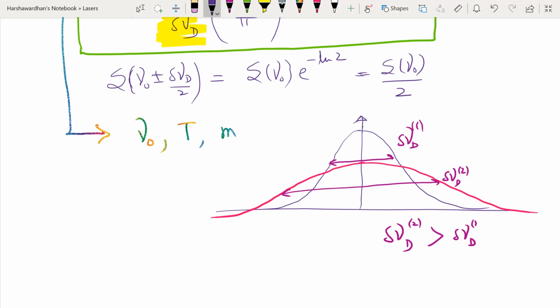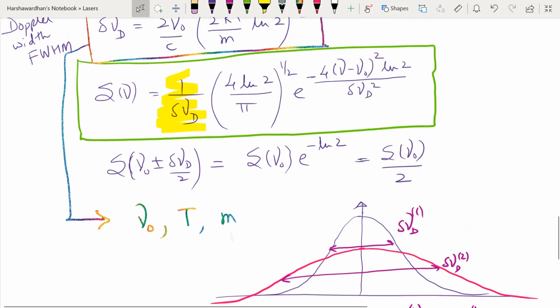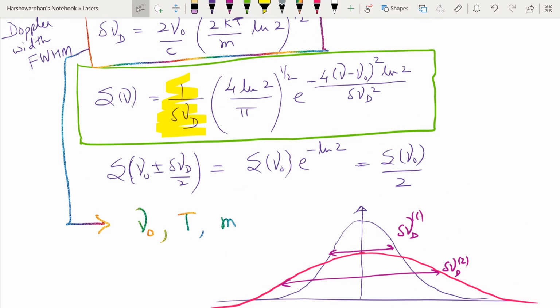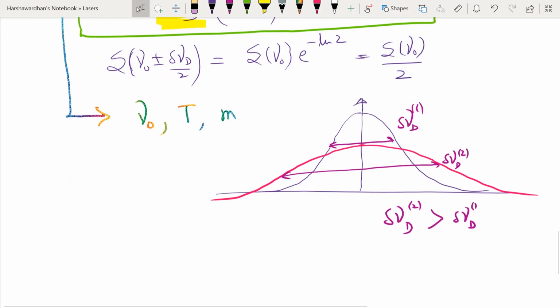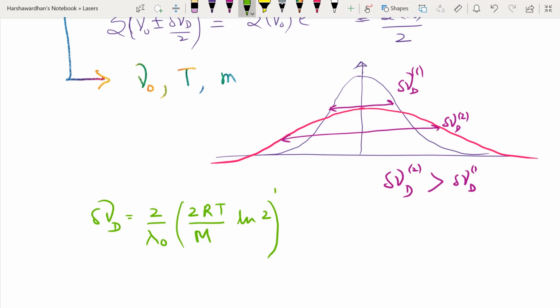So one can now, just like we had done in terms of atomic parameters, rather than having the absolute mass of the atom, look at the atomic mass. So one can rewrite this Doppler width in the following form. This is a very practical formula which you can use to calculate the Doppler width. So delta nu Doppler is given by 2 by lambda naught, square root of twice the universal gas constant R T, where M is the molecular weight of the corresponding atom.